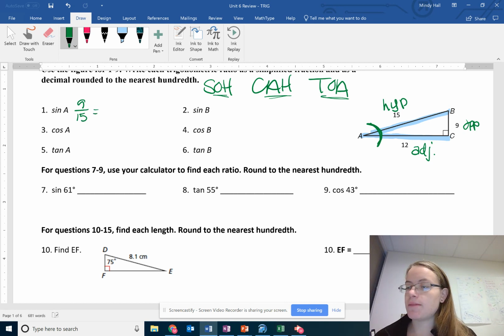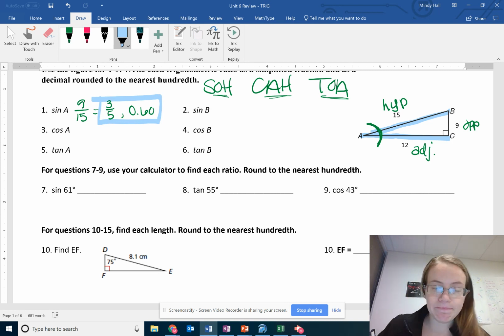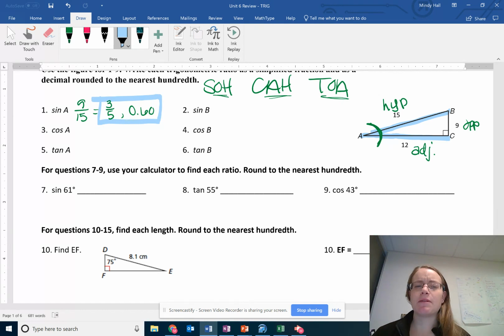And 9 over 15 can be simplified because they can both be divided by 3. So that would give you 3 over 5. And 3 over 5 as a decimal is also 0.6. So on your test, you will have to be able to give me both of these numbers, because some people have been missing them because they've been trying to write it with like sine of 40 and stuff like that. So you don't need to do that.